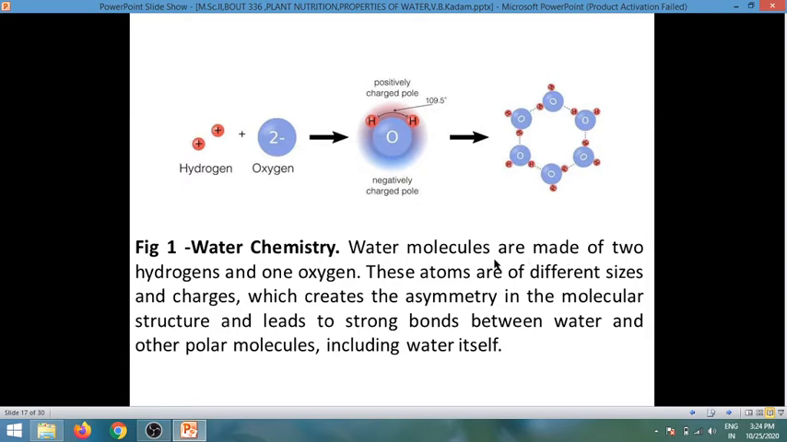Water molecules are made of two hydrogens and one oxygen. These atoms are of different sizes. Hydrogens are smaller than oxygen. And charges: hydrogen atoms are positively charged, oxygen is negatively charged, which creates the asymmetry in the molecular structure and leads to strong bonds between water and other polar molecules, including water itself.